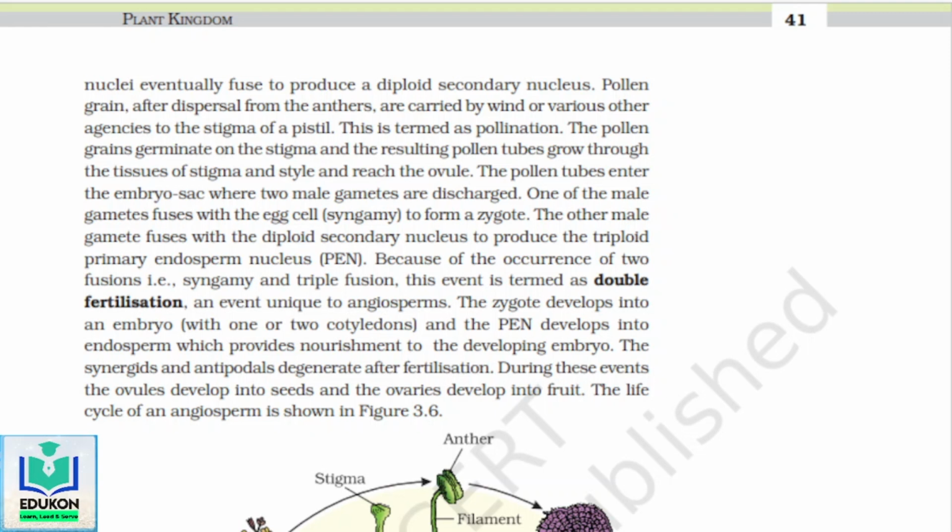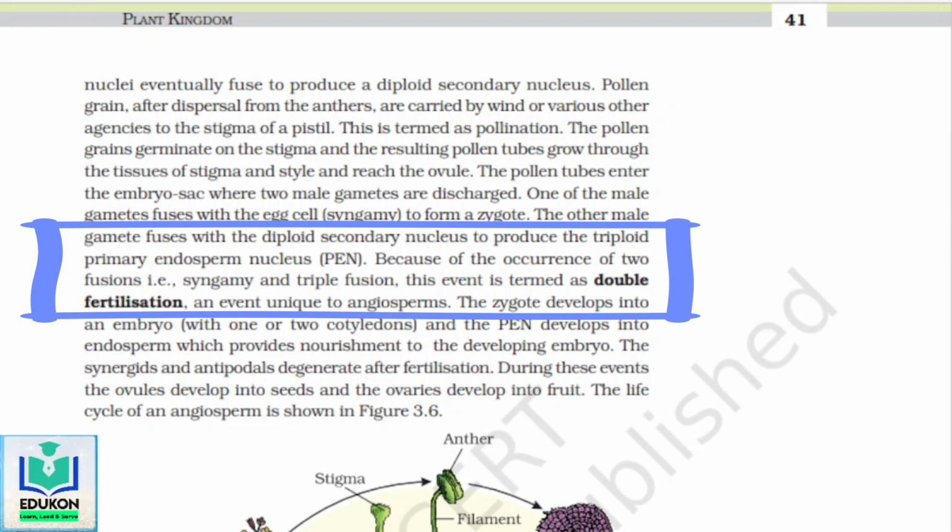The pollen tubes enter the embryo sac where 2 male gametes are discharged. One of the male gametes fuses with the egg cell, syngamy, to form a zygote. The other male gamete fuses with the diploid secondary nucleus to produce the triploid primary endosperm nucleus, that is called PEN.